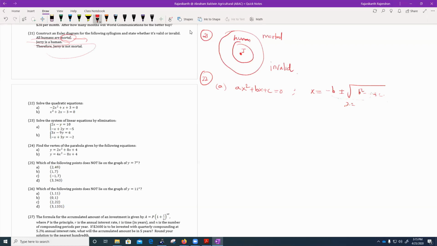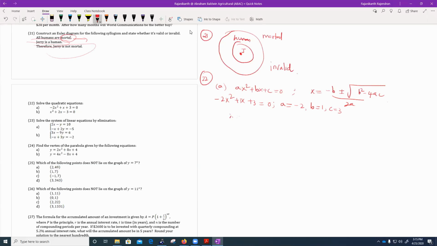So you need to figure out a, b, and c for each problem. Okay, my first problem, part A, is minus 2x squared plus x plus 3, which is 0. So here my a is negative 2, my b is 1, b is simply the coefficient of x, which is 1, right? And c is 3. So simply plug all three values into your formula and solve for x.